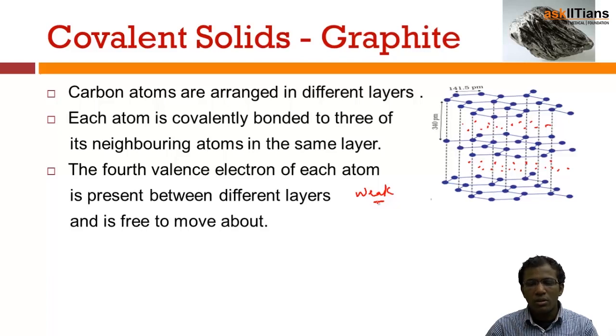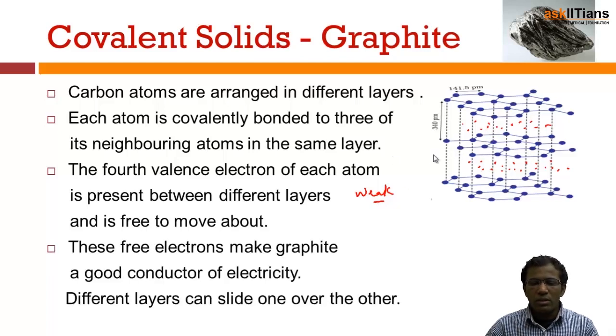It is soft, and due to the presence of these free, mobile electrons, graphite is a good conductor of electricity. And because of the slippery nature, it is also used as a lubricant. Okay, so this is about the structure as well as the properties of graphite.